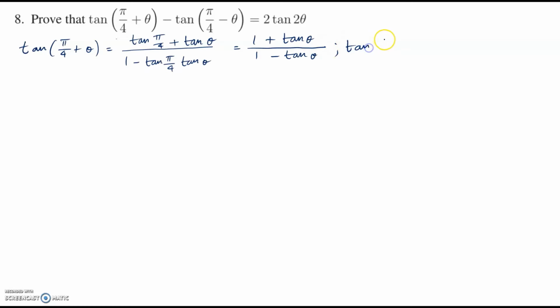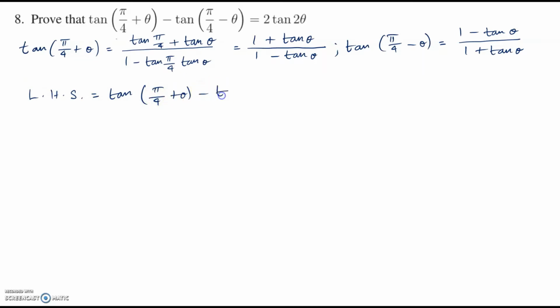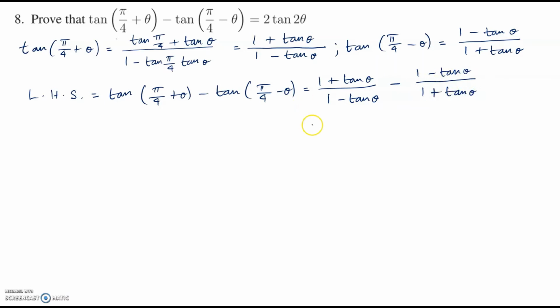Similarly, tan(π/4 − θ) will be equal to (1 − tan θ) divided by (1 + tan θ). Therefore, our left hand side is tan(π/4 + θ) − tan(π/4 − θ), which will be equal to (1 + tan θ)/(1 − tan θ) − (1 − tan θ)/(1 + tan θ). So now taking the denominator as (a − b)(a + b), and multiplying these two, you will get 1 − tan²θ.